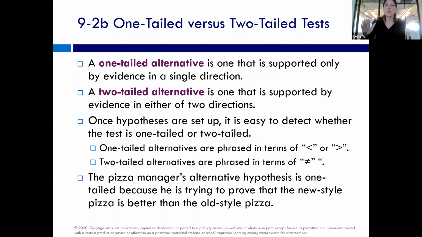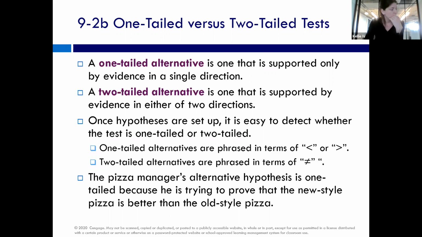In this case, we only care whether the mean average rating for the pizza from the new method is greater than the mean average rating for the old pizza. So we're doing a one-tailed test because all we care about is that new is better than old. We don't care if new is worse than old. If we wanted to prove that they were just different, better or worse, then we would do a two-tailed test. But we only care about this one direction, that the new is better than the old. So that would be a one-tailed test.